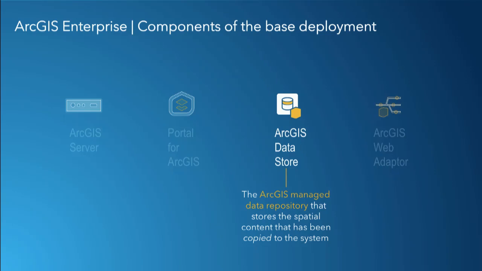Also part of the base deployment is a software component that will be new to many of you if you haven't already worked with portals. In this case, it's called ArcGIS Data Store, and it's a managed data repository for data that's copied over to the system. I'll talk more about this in just a second, but one of the things that's really interesting about the Web GIS pattern is the ability to provide self-service mapping capabilities to a lot of users who haven't traditionally done GIS-style work. But when those users come in and then drag and drop a CSV file onto a map inside of that web application, well, that data has to go somewhere.